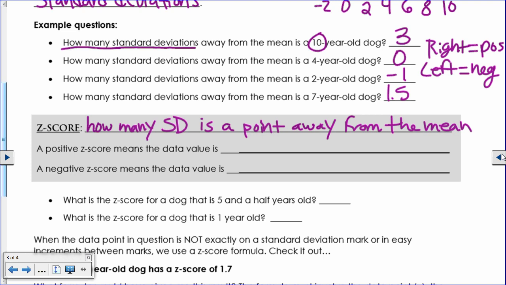Okay? All right, a positive z-score means that the data value is what? It's positive. It's right of the mean. Right, I'm going to write right / above the mean. It's going to be on the right side of your bell curve, or thinking about it differently, you think it's above the mean. What if the z-score is negative? It's left or below the mean.